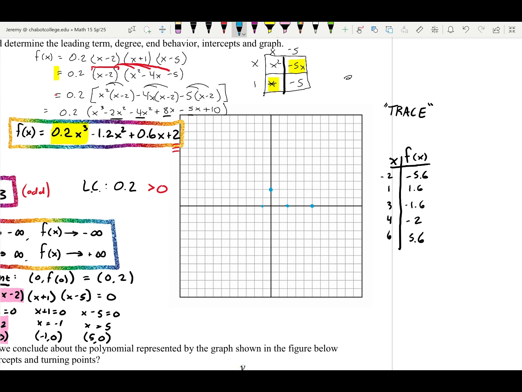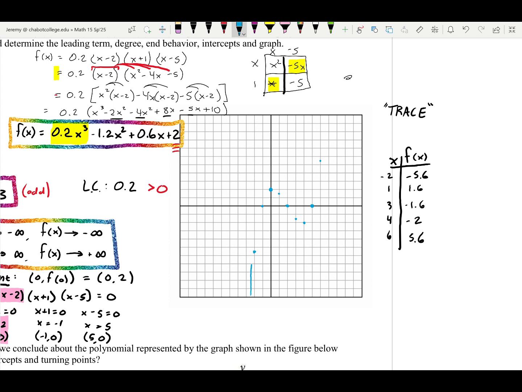And then I'll just plot each of these points. So -2, -5.6 is around here. And then +1, 1.6 is about there. +3, -1.6, about there. Just go through. And the last one is 6, 5.6. And with all those points on there, I can sketch in the graph.